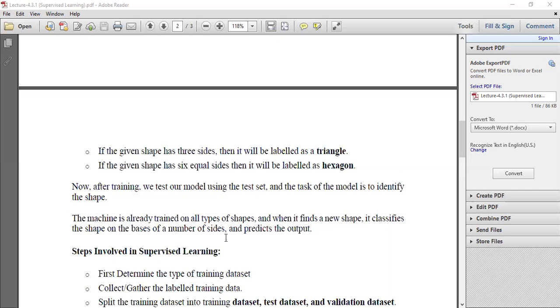So after training we test our model using the test set, and the task of the model is to identify the shape. The machine is already trained on all types of shapes, and when it finds a new shape, it classifies the shape on the basis of the number of sides and predicts the output.